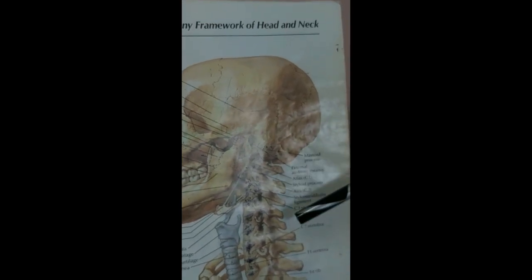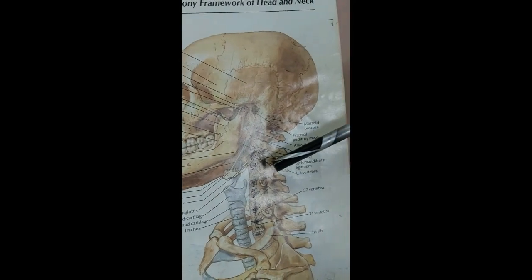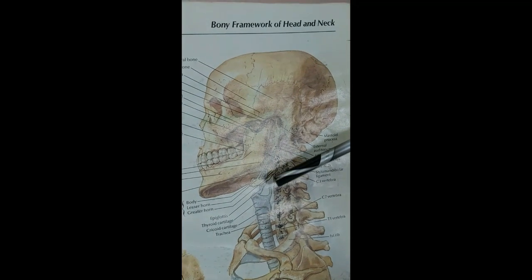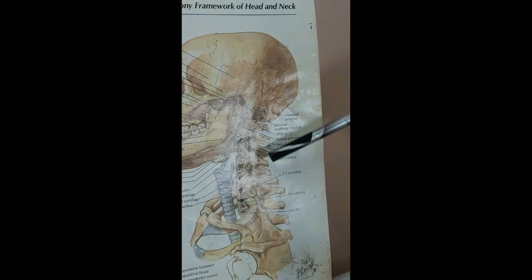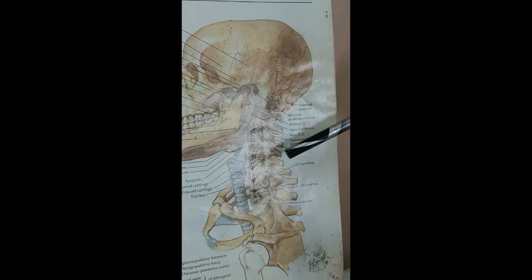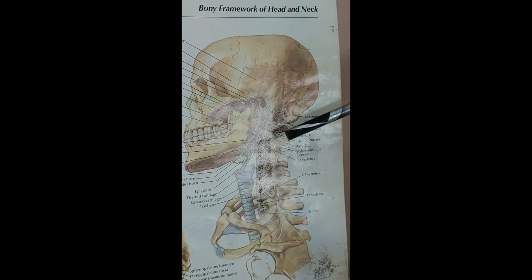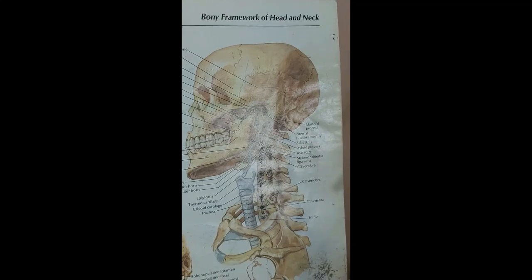So we have muscles, we have nerves, and we have discs, and there are ligaments: anterior longitudinal ligament, posterior longitudinal ligament, ligamentum flavum, and different ligaments and muscles, which establish the strength and stability of the neck.